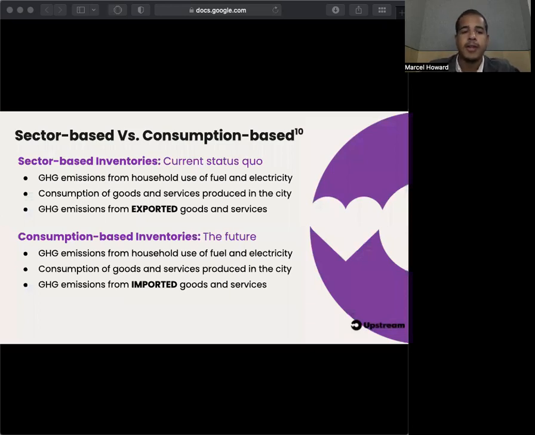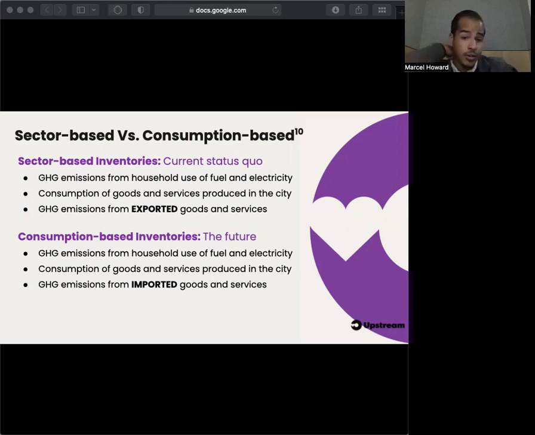Historically, sector-based emissions inventories have been the status quo for calculating a jurisdiction's total greenhouse gas footprint. Sector-based inventories capture emissions from the household use of fuel and electricity, consumption of goods and services produced in the city, and greenhouse gas emissions from exported goods and services. However, sector-based inventories do not capture the greenhouse gas emissions produced from imported goods and services.